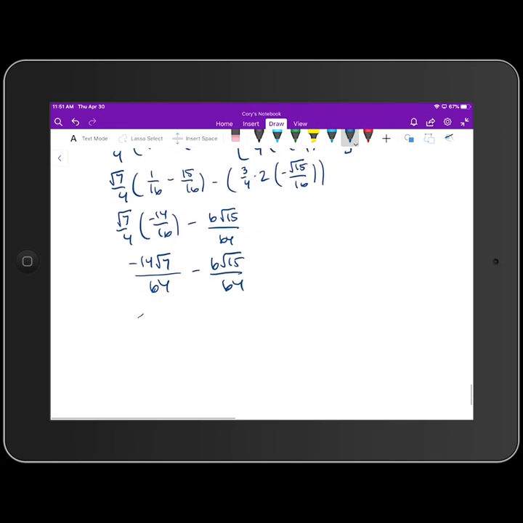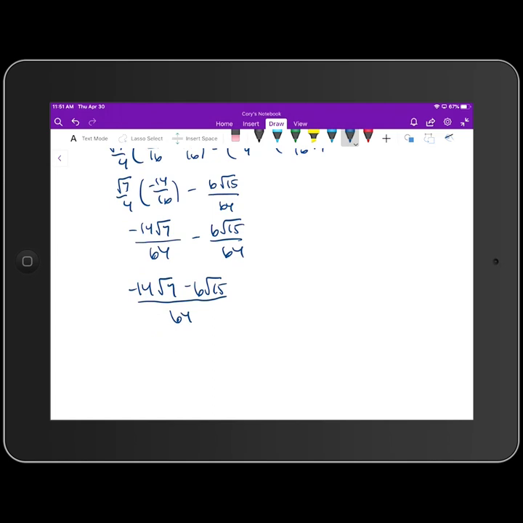So that becomes -14 rad 7 minus 6 rad 15 over 64. And I see that both the numerator and denominator are divisible by 2. So that's going to make -7 rad 7 minus 3 rad 15 all over 32. And that expression right there is simplified. Okay, we'll look at the power reducing formulas in the next video.